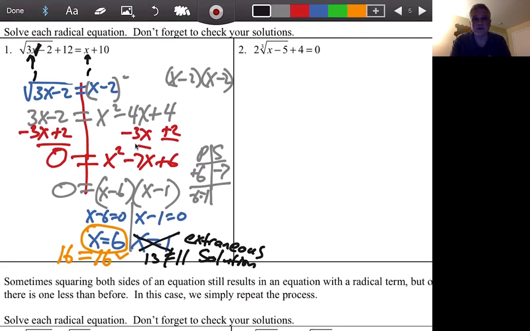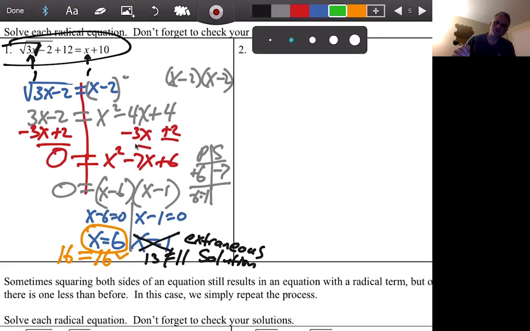Means that we came up with it when we did our calculations, but it's an extra. Okay? It doesn't work. It's not a real solution. Because if I graphed this right here, the solution would give you 6, but there would be no solution when x is 1.